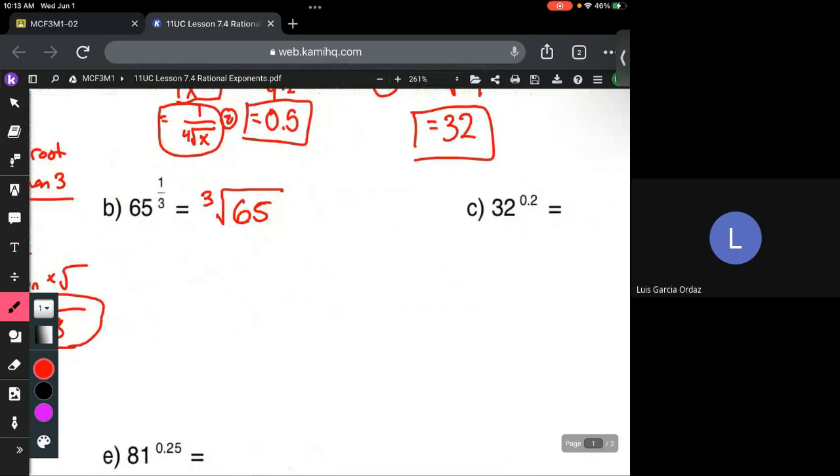Is it 217? Wait, no, it should be smaller than that. 4.06. Yeah.